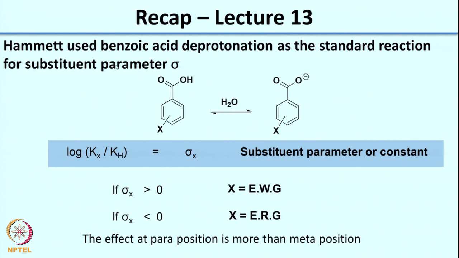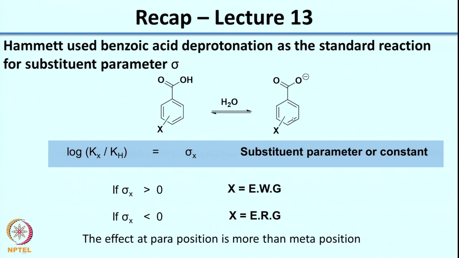Welcome back. In the last class, we were looking at experiments to determine the nature of the substituent, and I had introduced you to the standard reaction used by Hammett to get what is called the substituent parameter or the substituent constant. So the standard reaction is the benzoic acid dissociation to give the benzoate ion and H3O+. Now for this reaction, the effect of substituent was seen on the equilibrium constant K, and the substituent parameter is given by log of Kx over Kh, where X is the substituent on the aromatic ring.